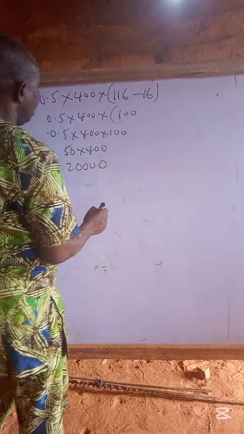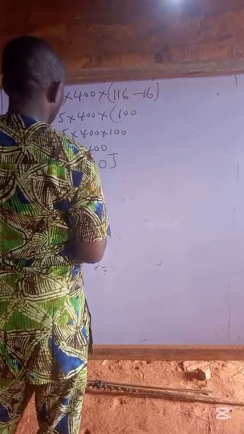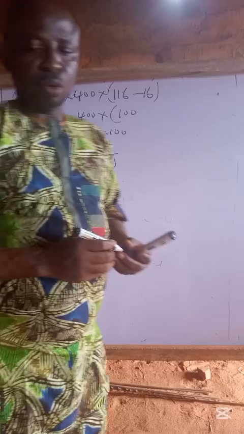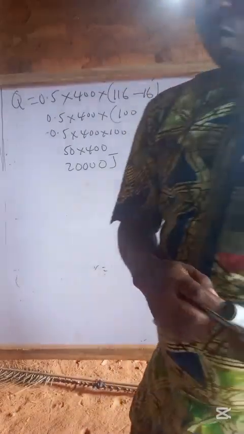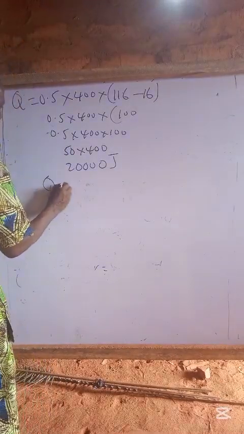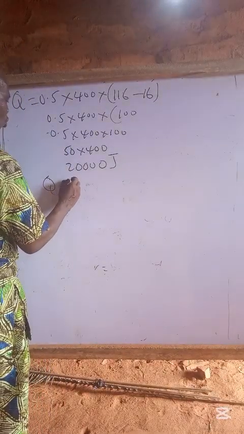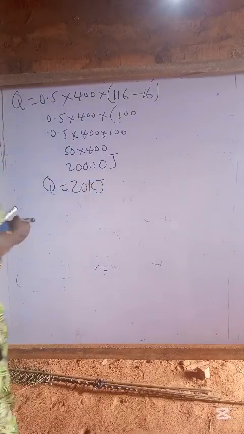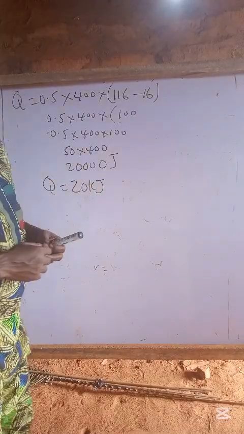So that's 20,000 joule, or 20 kilojoule. Our Q now is 20 kilojoule. Kilo means 10 to the power 3, that's 1000.